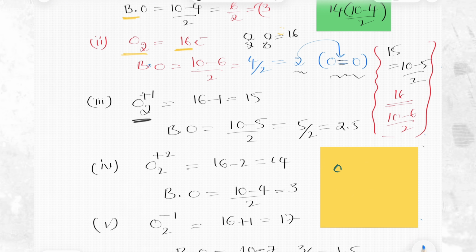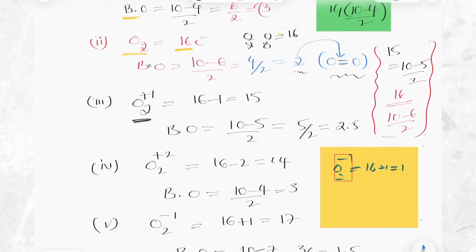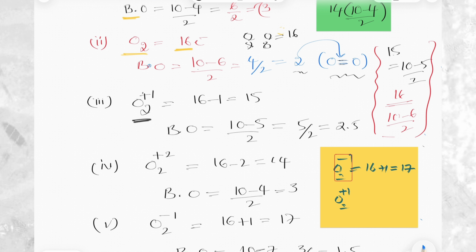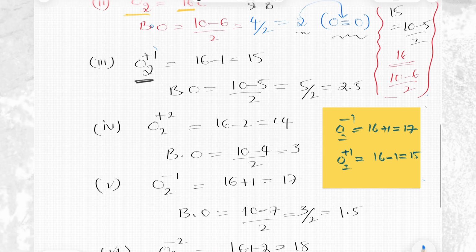For example, O2 minus is given. Minus means plus in chemistry. O2 is 16, so we add 1 and get 17. Same, if O2 plus is given, O2 is 16 and plus means we subtract in chemistry, so 15 is your answer. It is common for all. So O2 plus means 16 minus 1, 15.